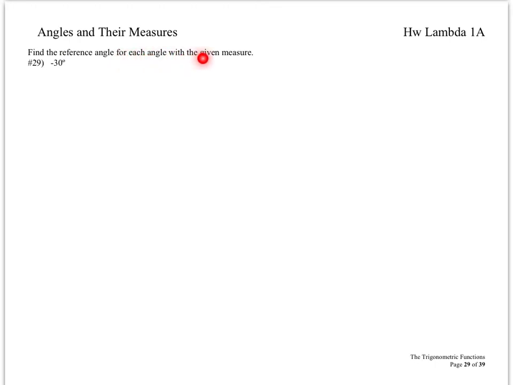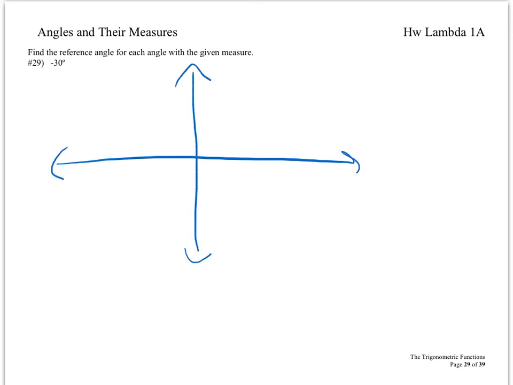29. Find the reference angle for each angle with the given measure. A reference angle is defined as an acute angle, that means it's between 0 degrees and 90 degrees, formed by the terminal side and the x-axis. Negative 30 degrees would go clockwise, putting us in quadrant 4. Therefore, the reference angle would just be 30 degrees.